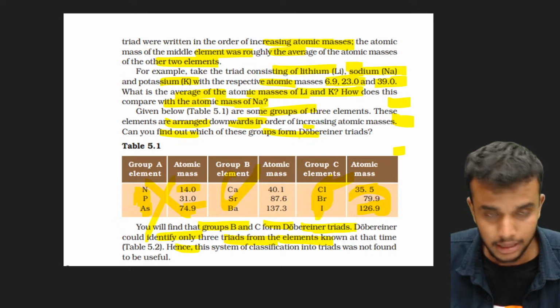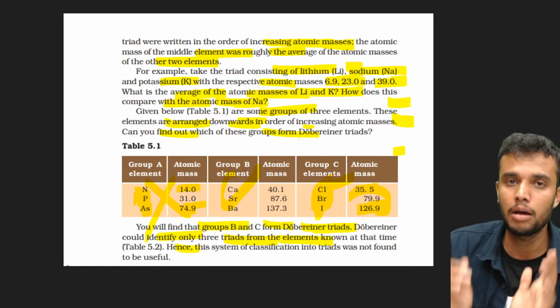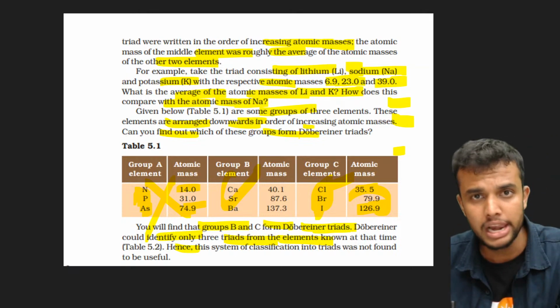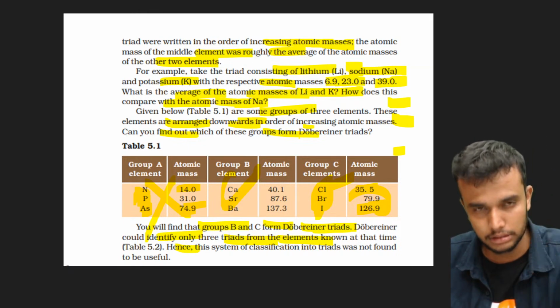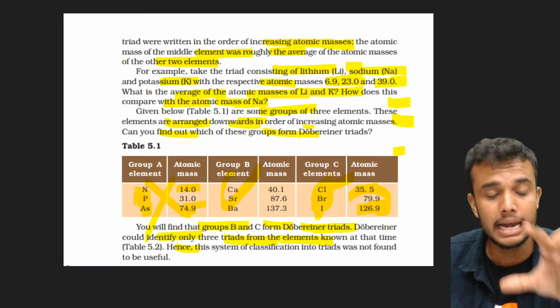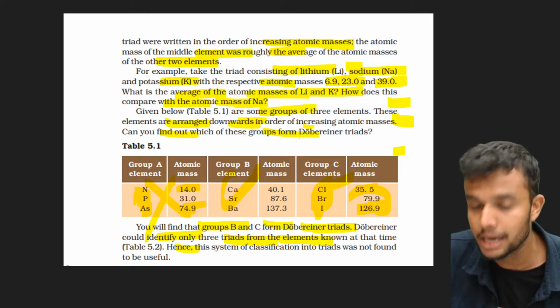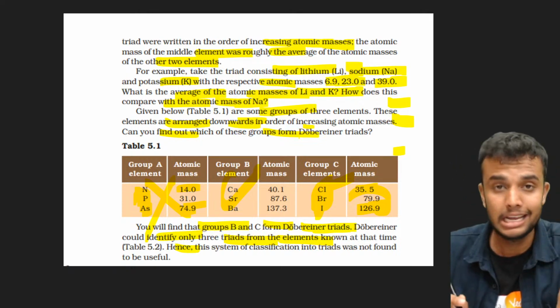First, Dobereiner's triads. In your CBC class 10, this chapter was removed completely. That's why this is very important, and that's why I mainly dedicate this video to my entire golden batch students. Please concentrate here. The first attempt is Dobereiner's attempt. It is called Dobereiner's triads.